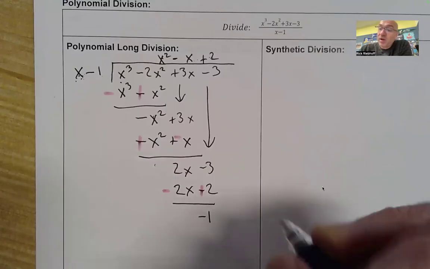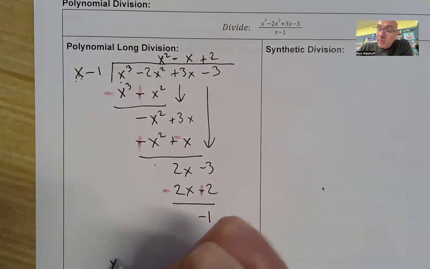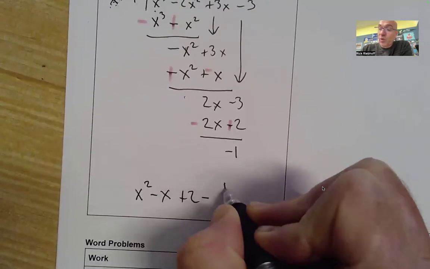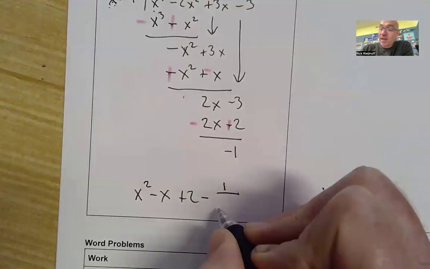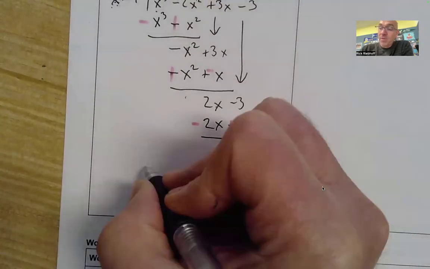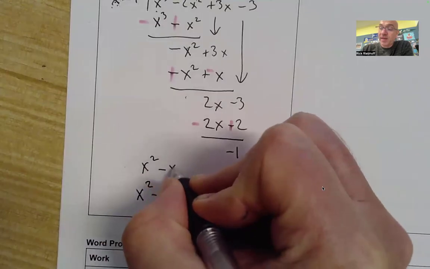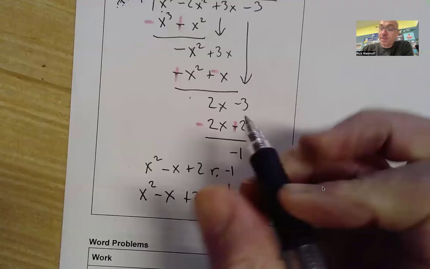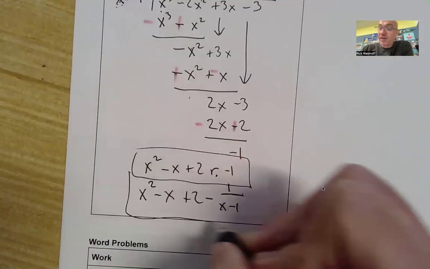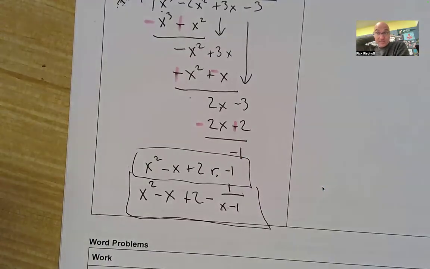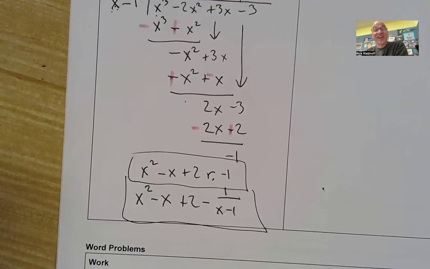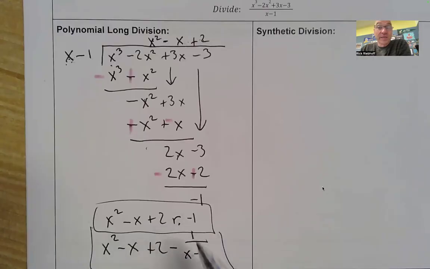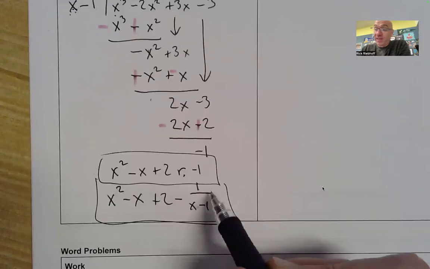It tells me something. Or I can go x squared minus x plus 2, and then minus 1 divided by x minus 1. I would also accept for now x squared minus x plus 2, remainder negative 1. Either one of those would be fine because the remainder is important. It tells us something. Okay, we'll find that out next year. By next year, I mean January. Okay, this will tell us something really important, probably better than this.